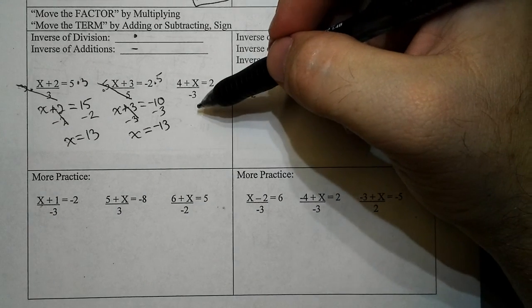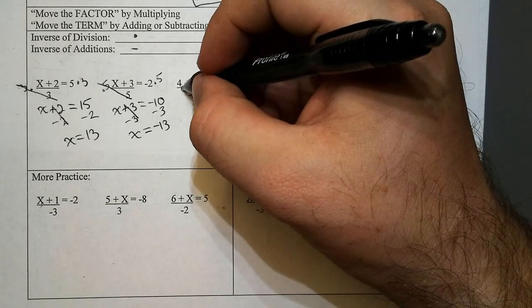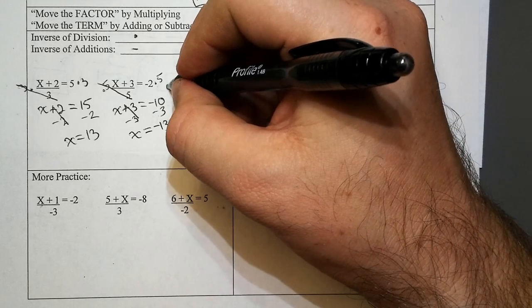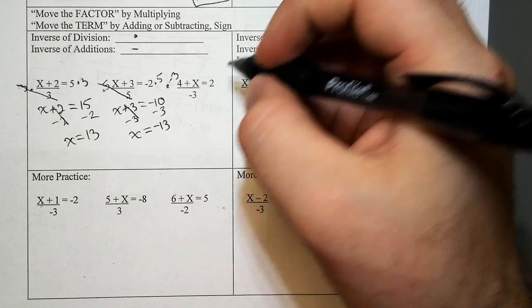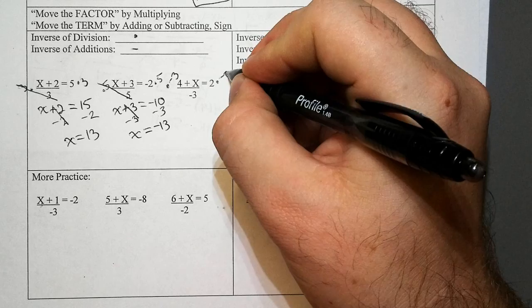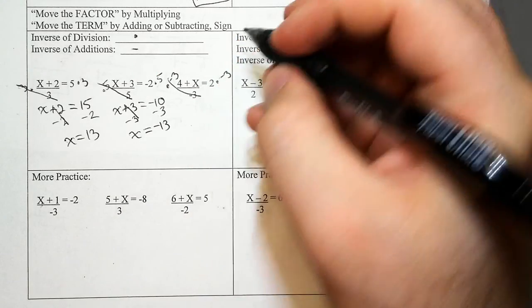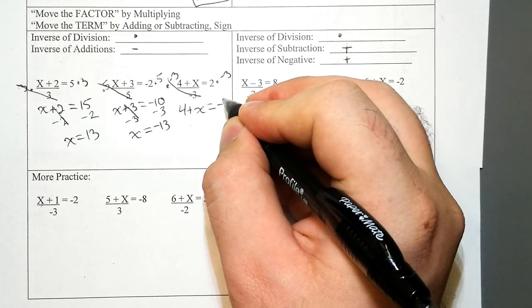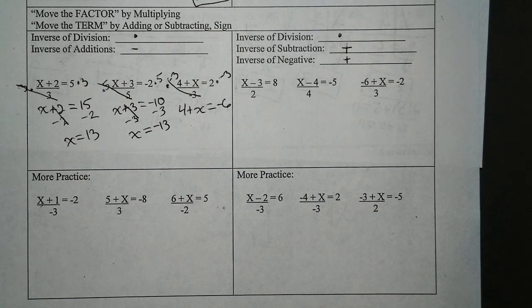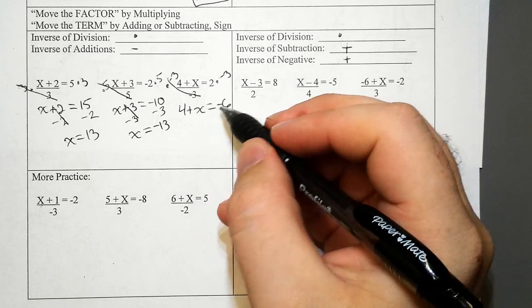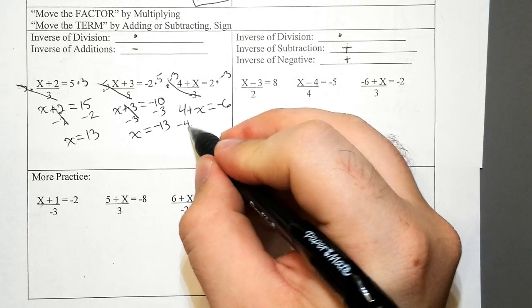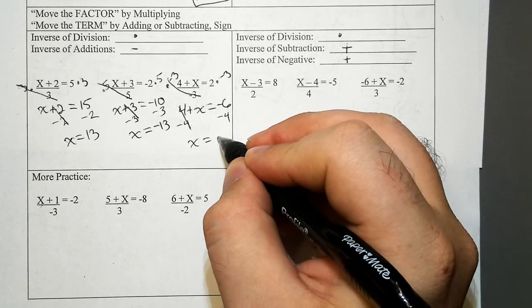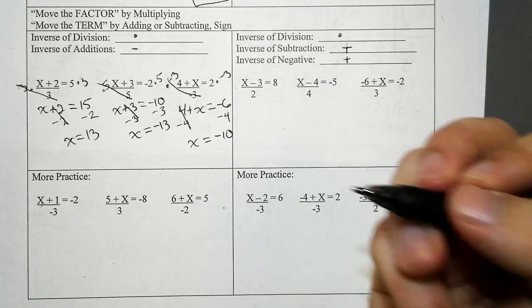On this last one, same thing. We've got to get rid of divide by negative 3. So we're going to multiply by negative 3. Multiply this side by negative 3. These cancel, and all I have is 4 plus x is equal to negative 6. Now, to move this 4 over, do the opposite. So minus 4, those cancel, and we get x is equal to negative 10.